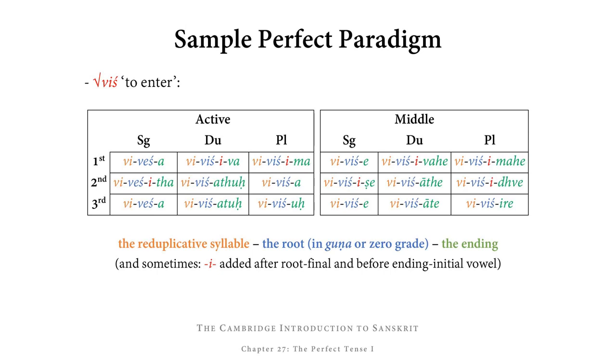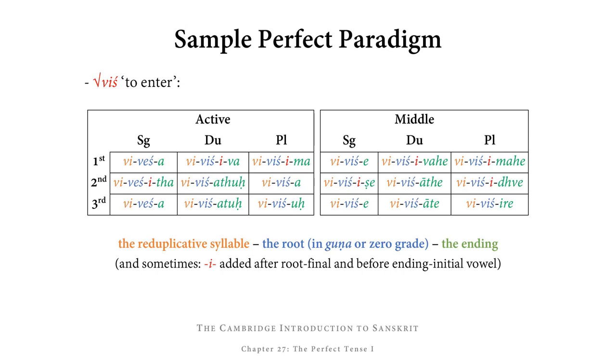And then in the dual and plural, we have our verbal root not in guna, but in zero grade. So it's wish. And we get wiwishiwa, wiwishatuch, wiwishatuch, wiwishima, wiwisha, wiwishuch. So as you can see, we have a new set of endings here. A, ta, a, wa, atuch, atuch, ma, a, uch, and this set of endings we need to memorize.